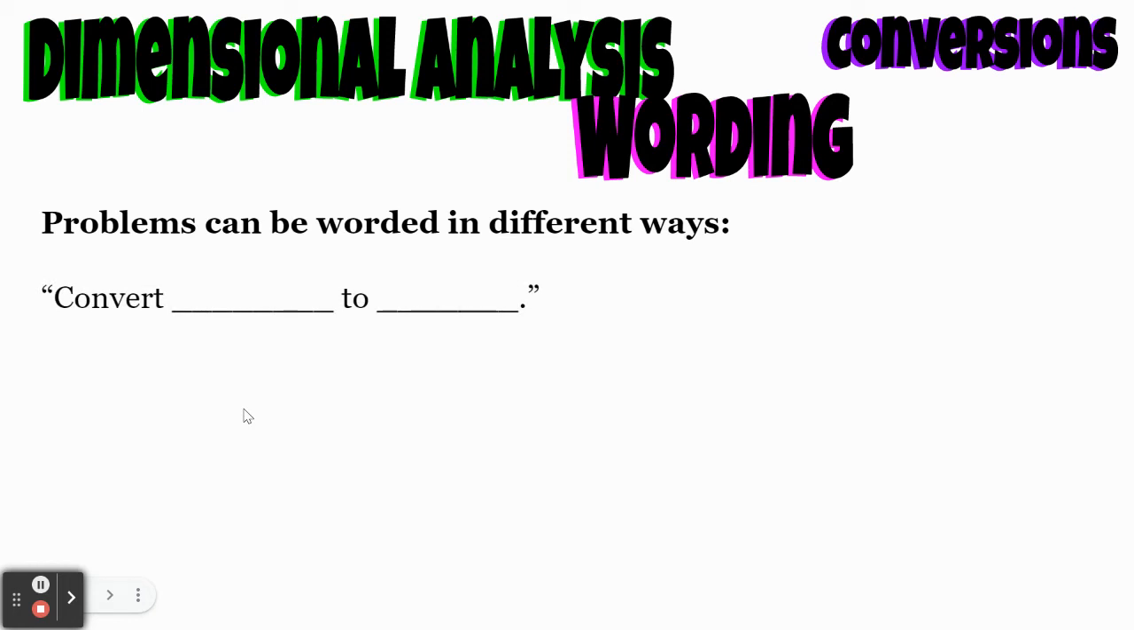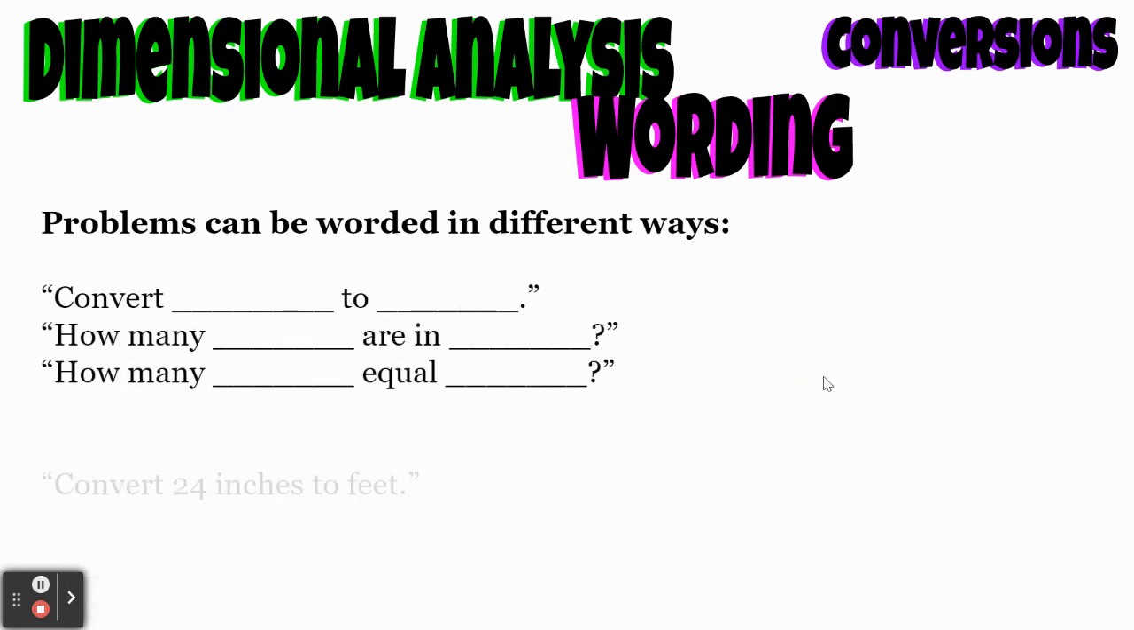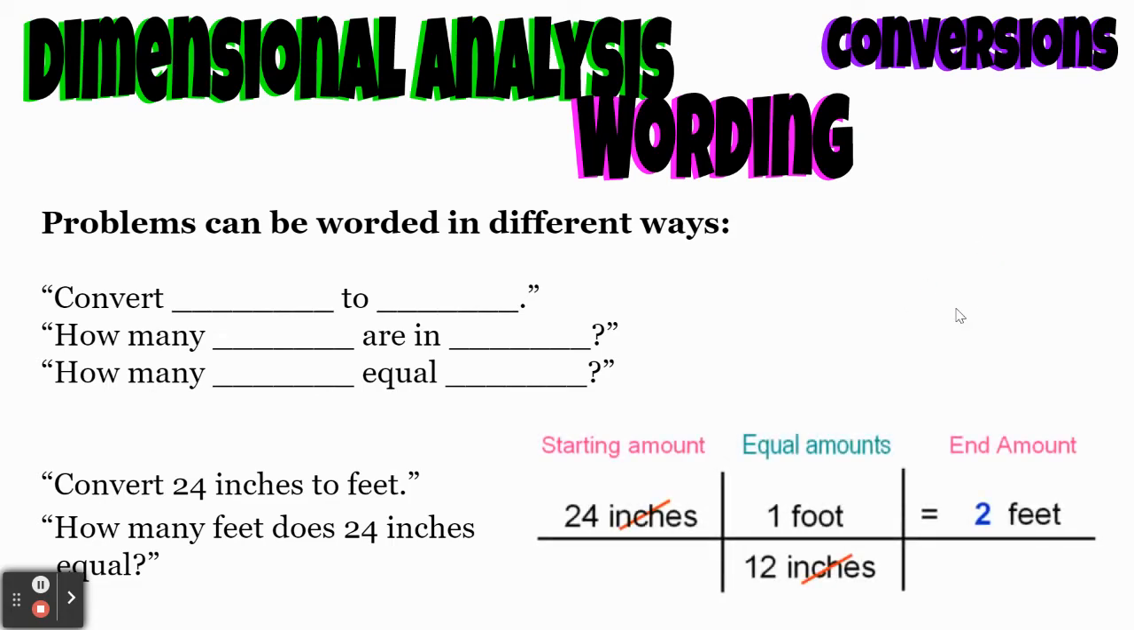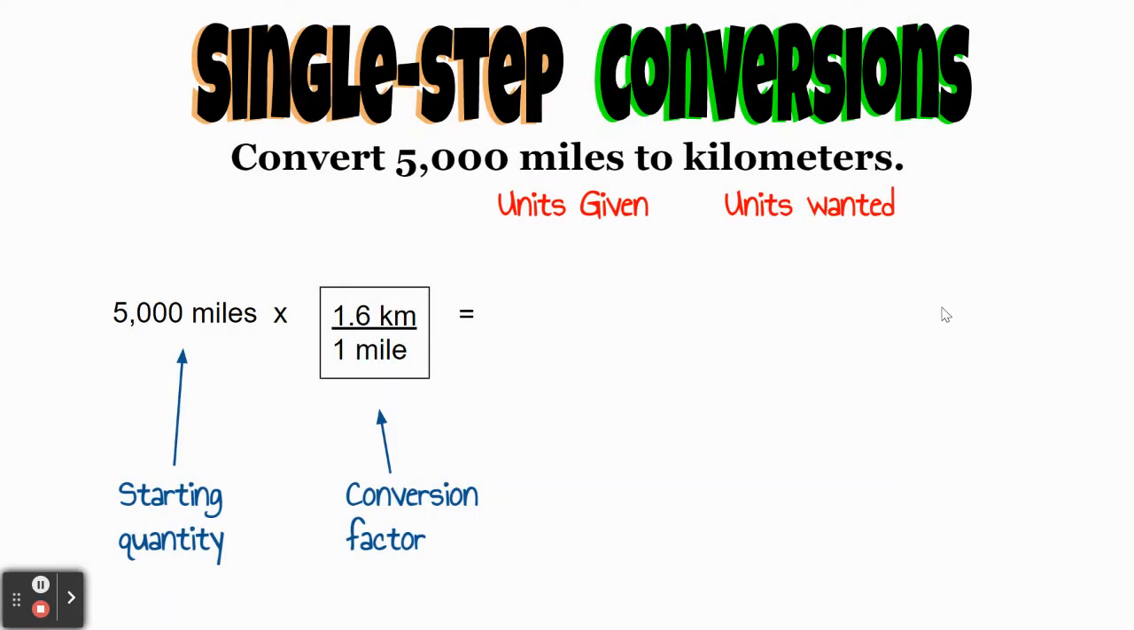So those problems can be shown a couple different ways. Apologize, this was a repeat slide. So the first part is a single step conversion. These ones are relatively easy. We take our starting quantity, convert 5,000 miles into kilometers. We determine what was given to us. The unit given is 5,000 miles. We'll start putting that right here. So we'll put 5,000 miles right here.